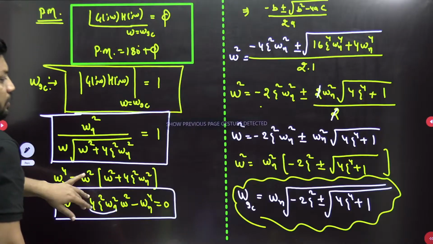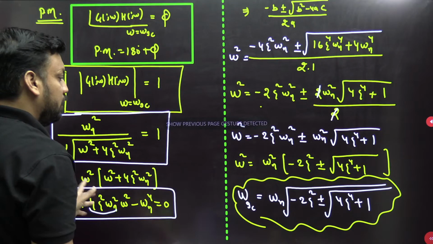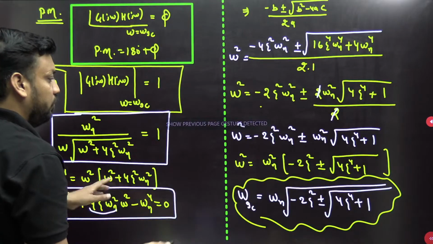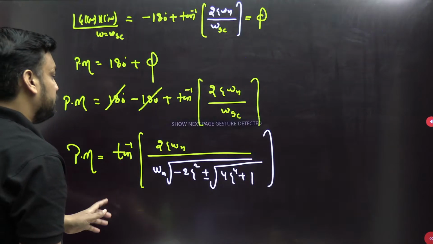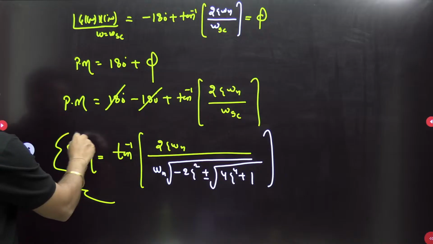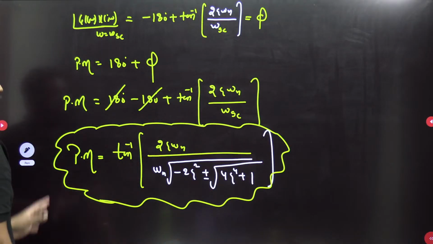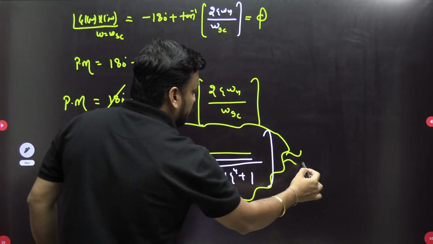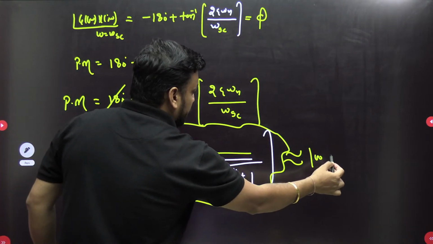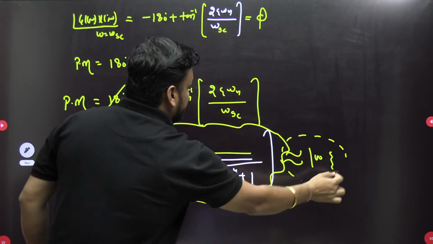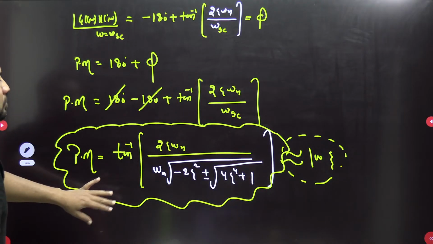Are you guys getting the same? Tell me. Omega n times under root of minus twice zeta square plus under root of 4 zeta 4 plus 1. Is it clear? Is this clear, guys? Is this my phase margin for the standard second order system? And for the approximate analysis, it will give you the value 100 zeta. It is just for the approximation.